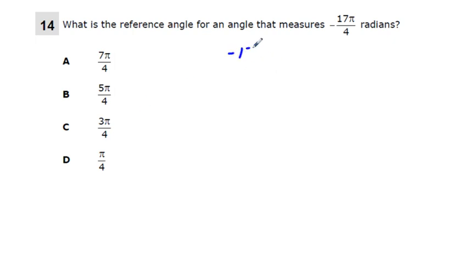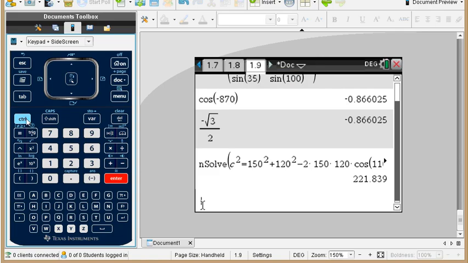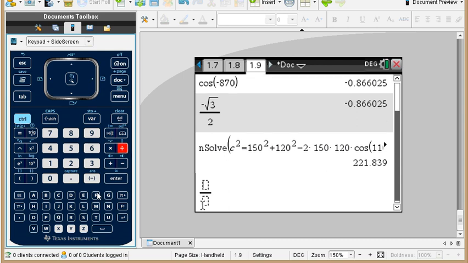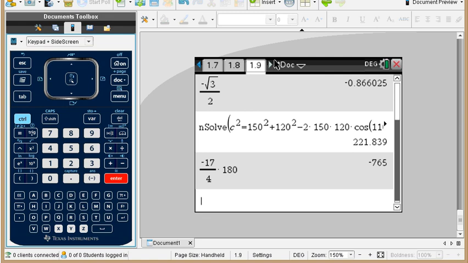But then we cancel that, so our degrees are going to be negative 17 over 4 times 180. So we get negative 765 degrees. And we can just add 360 to this.